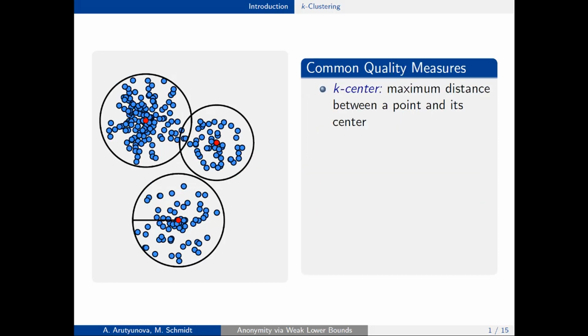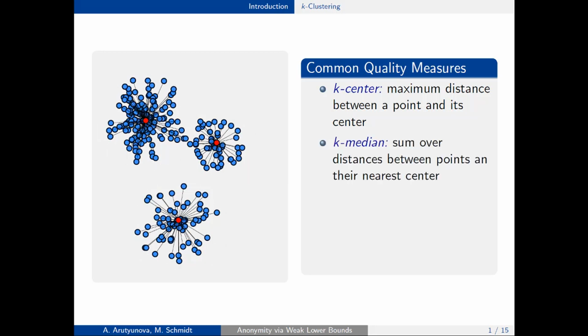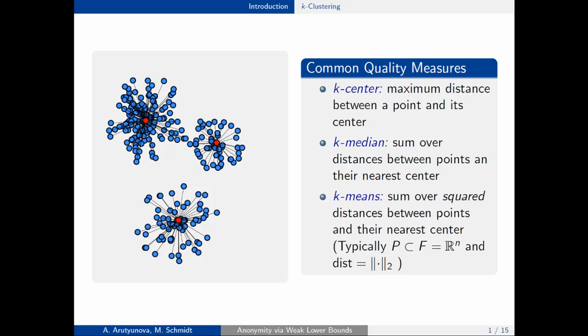Let me talk about common quality measures for k-clustering. There's the famous k-center objective, where we want to minimize the maximum radius of a cluster. The radius of a cluster is given by the maximum distance between one of its points and the center. There are also sum-based objectives where every point contributes to the cost of a clustering. For example, k-median, where we take the sum over the distances between points and their nearest centers, and k-means, where we take the sum over the squared distances between points and their nearest centers. And for k-means, the set P comes typically from the Euclidean space, and we are allowed to place the centers everywhere.